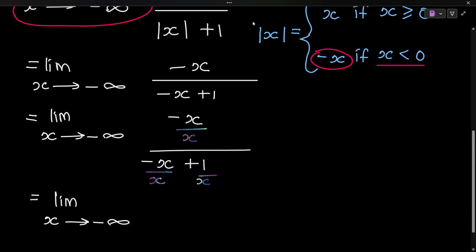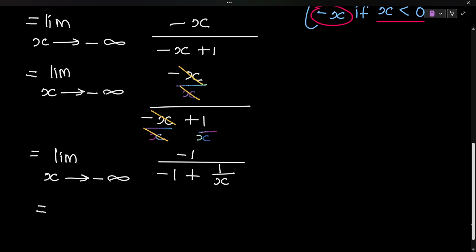Now simplifying the numerator, we've got negative x over x. So here the x's can cancel out. We are left with negative 1 in the numerator. In the denominator, we have negative x over x, the x's can cancel out. We're left with negative 1. And in the second term, that is just going to stay as 1 over x.